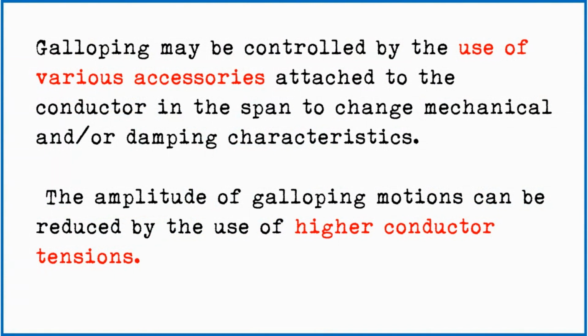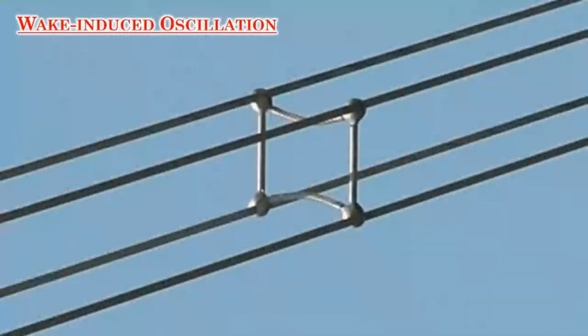We can reduce galloping by some accessories used in between on the transmission line, or we can make the tension more. Remember, everything has a cost. If you look at the videos and imagine that you make the tension more, it's clear that the amplitude of vibration will be less.